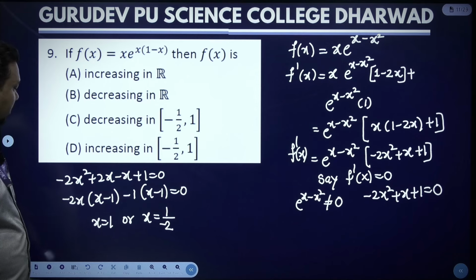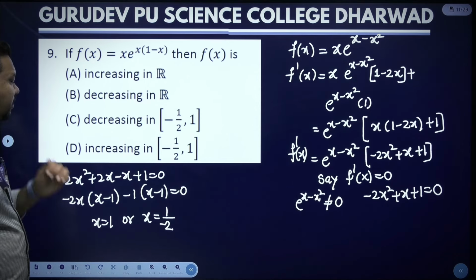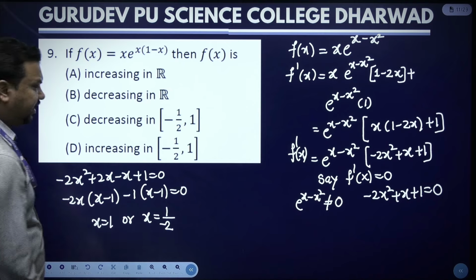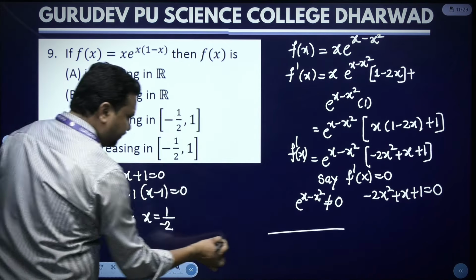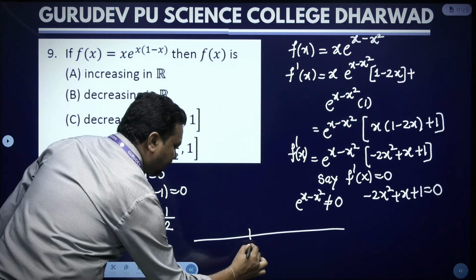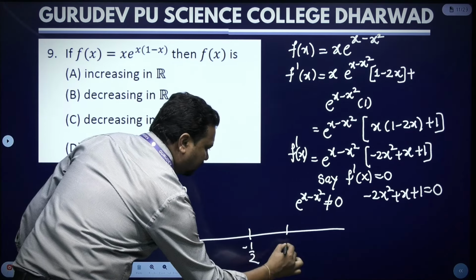Correct. Now, x is equal to 1 and x is equal to minus 1 by 2, and this is the interval. So let me consider the number line. Take minus 1 by 2 and 1, and then plus 1.